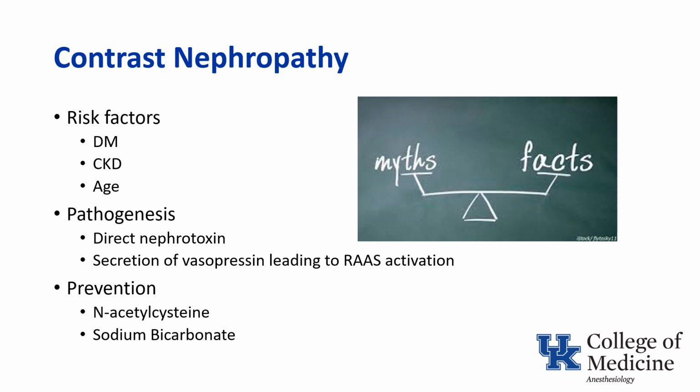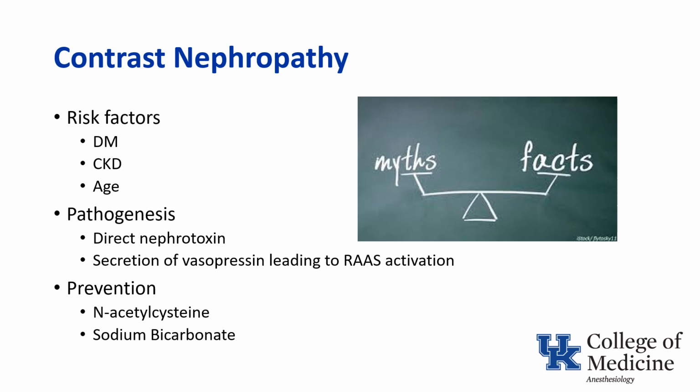Contrast-induced nephropathy is a little controversial, but let's talk about it because it is still going to pop up on your boards and is still a keyword. So your risk factors are folks that have diabetes, that have pre-existing kidney disease, and then older folks as well, right? How does it work? I think it's a direct nephrotoxin, and also the contrast will lead to the secretion of vasopressin, which leads to the activation of that Renin-Angiotensin-Aldosterone system, which can lead to AKI that way.